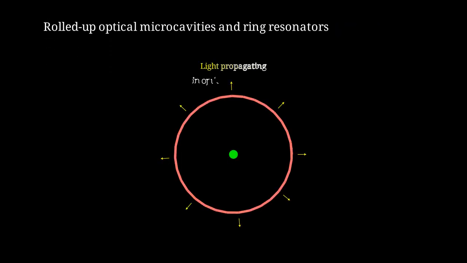Here's a schematic of an optical microcavity formed by a rolled-up tube. Light propagates in a circular path, indicated by the yellow arrows, creating resonant modes.